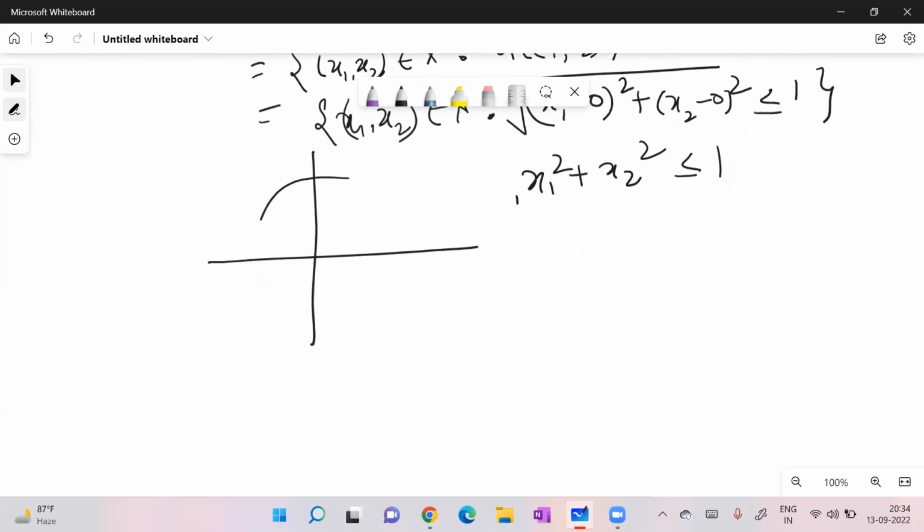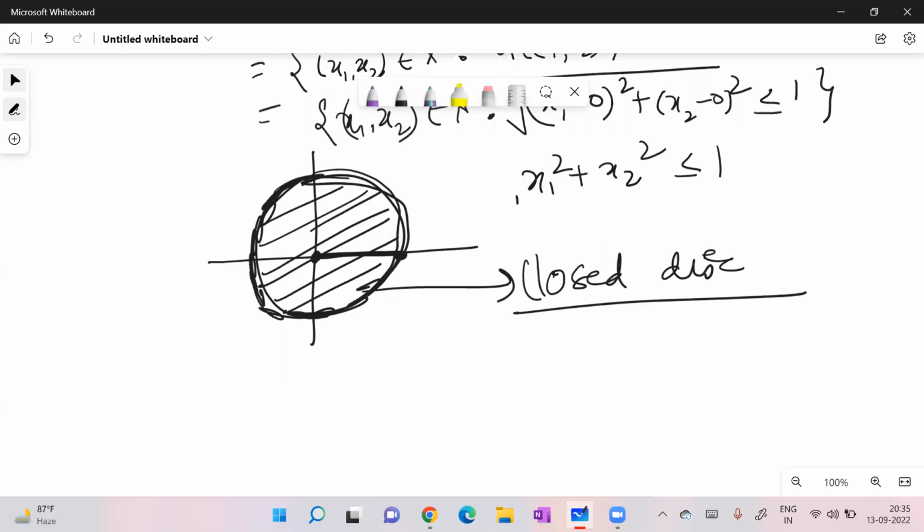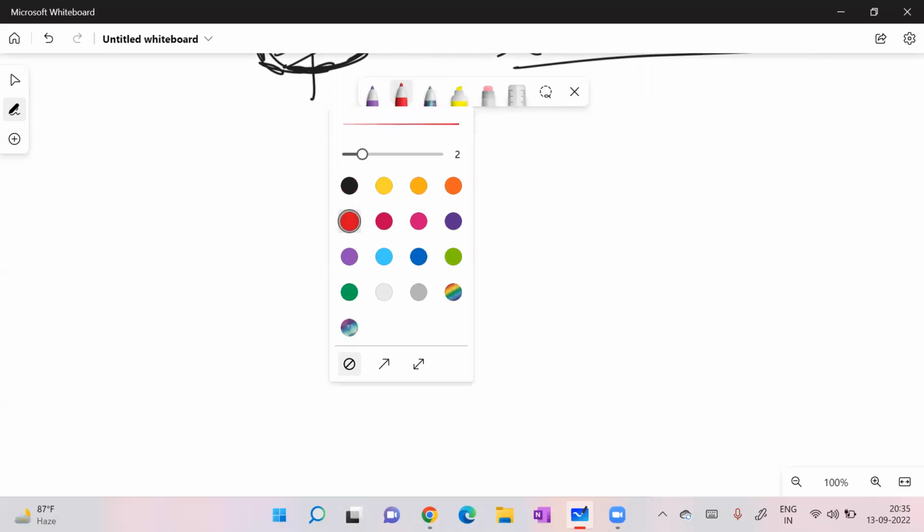Same diagram, but we will also include the boundary of the ball. The center is here, this is the radius, but we will also include the boundary. This boundary is also included in the area of the closed ball. This is a closed disk. I hope it is clear. Okay, let's do one more example. Example number 2.